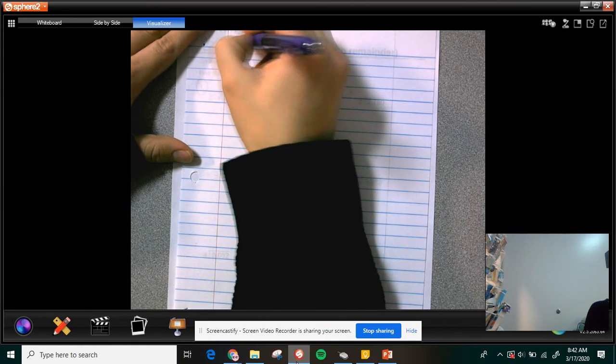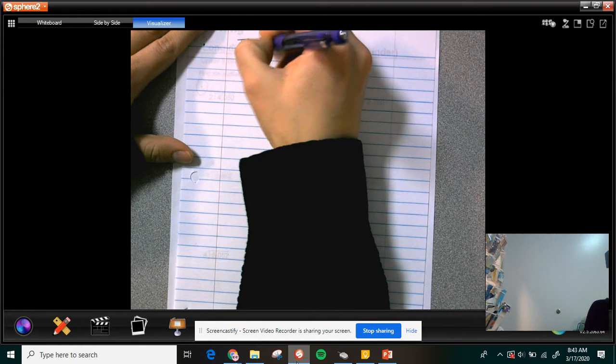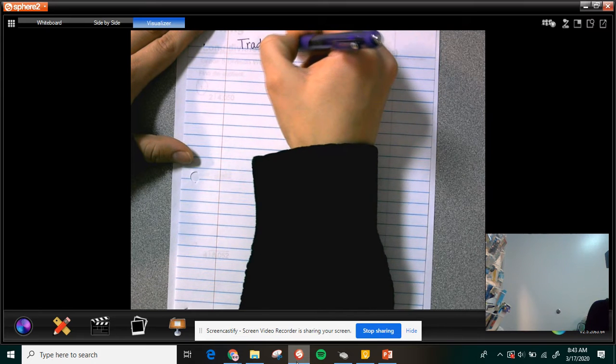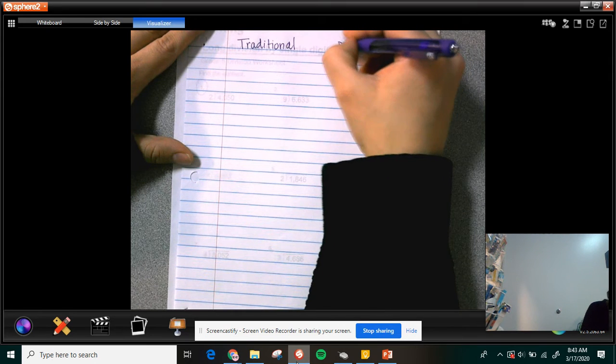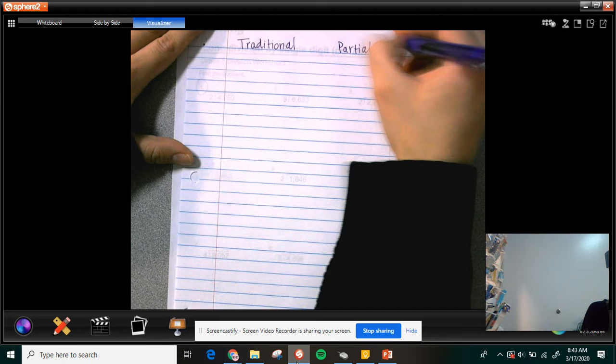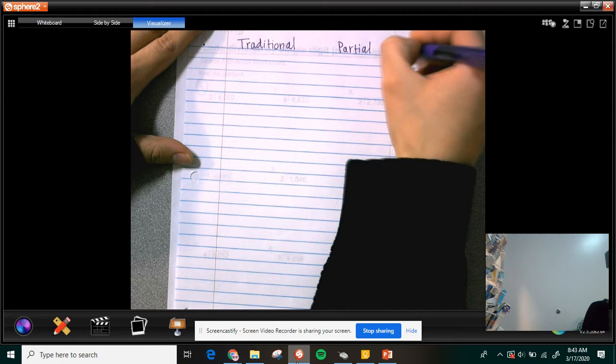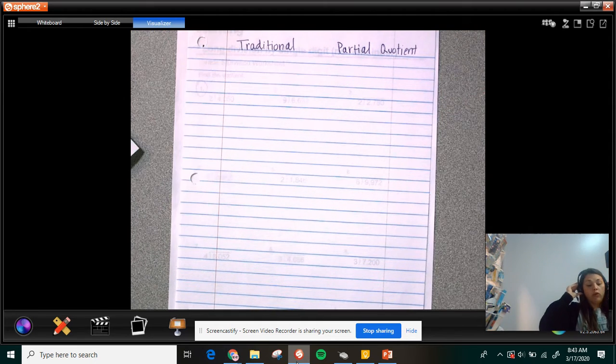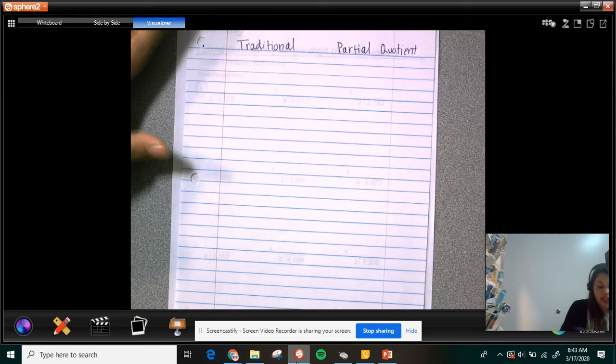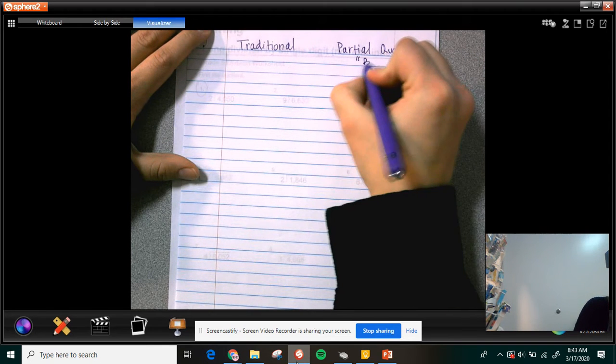I'm going to show you the first two. And the two that we can use are traditional and partial quotient. A nickname for partial quotient is Big 7. They're both super awesome, and whichever one works best for you is going to be the one that you're going to want to use.